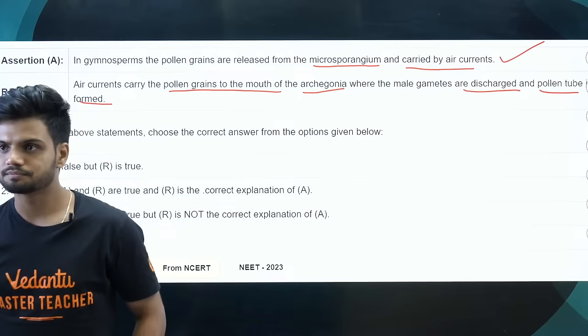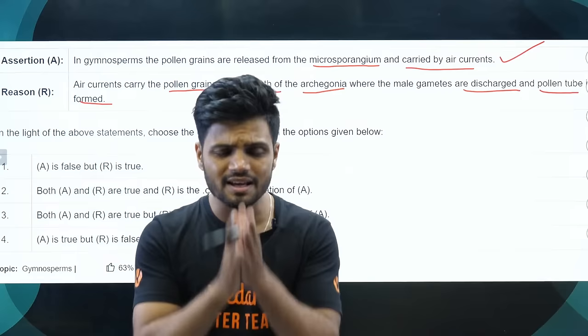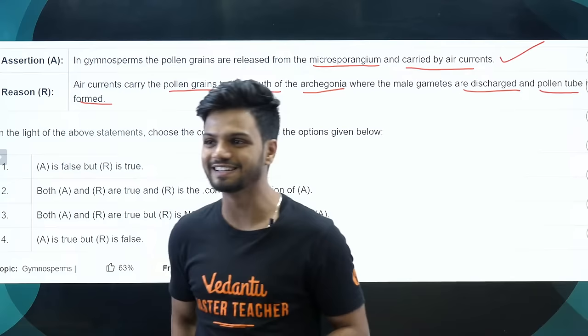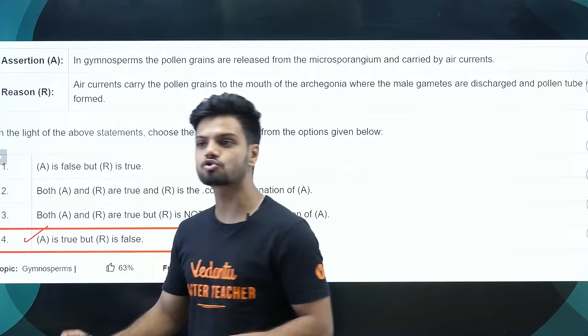In the case of gymnosperms, let me tell you right now, there is development of pollen tube. What is the answer now? Tell me. Change your answers quickly, everyone. What is your answer? A is true, R is false.